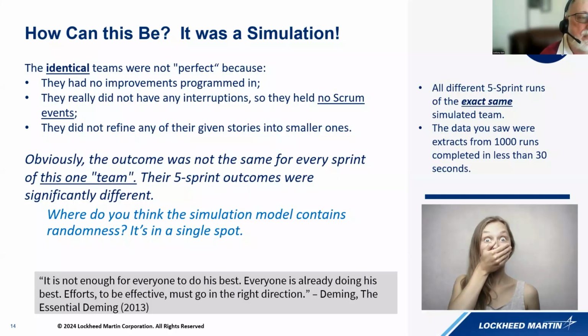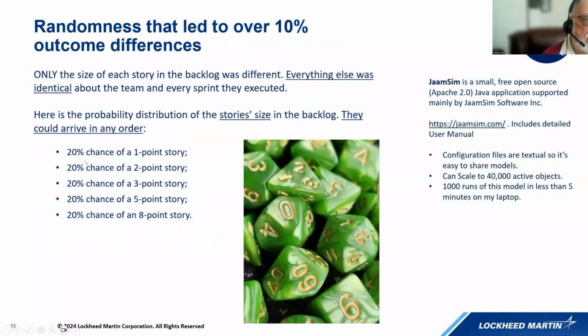It was simply the order in which the various sizes of work came in, because there was a 20% chance for each of these different size stories. So an 8-point story is going to take most of a sprint. It's going to be essentially 8 days, whereas a 1-point story is going to be 1 day. So the only difference was the order in which the backlog of stories had different sizes, which was quite a surprise to me.